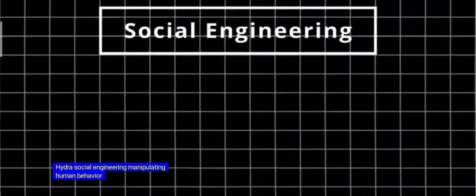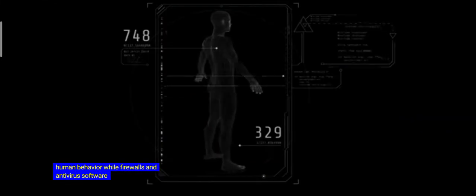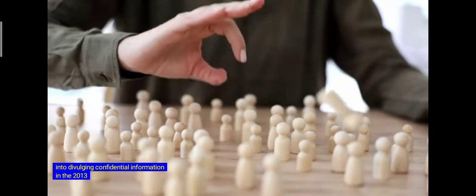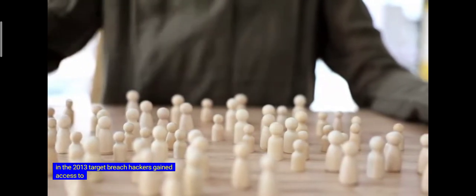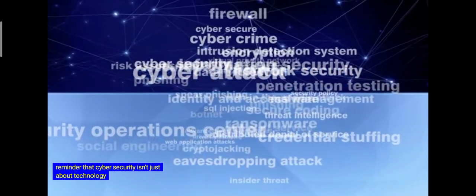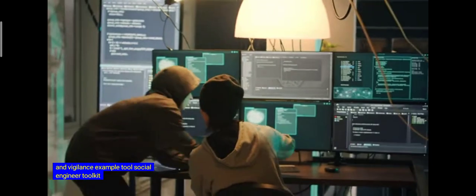8. Social engineering. Manipulating human behavior. While firewalls and antivirus software protect our systems, the human element remains a critical vulnerability. Social engineering exploits this by manipulating people into divulging confidential information. In the 2013 Target breach, hackers gained access to the retailer's network by tricking employees into handing over credentials. This attack is a stark reminder that cybersecurity isn't just about technology, it's about awareness and vigilance. Example tool: Social Engineer Toolkit, SET.